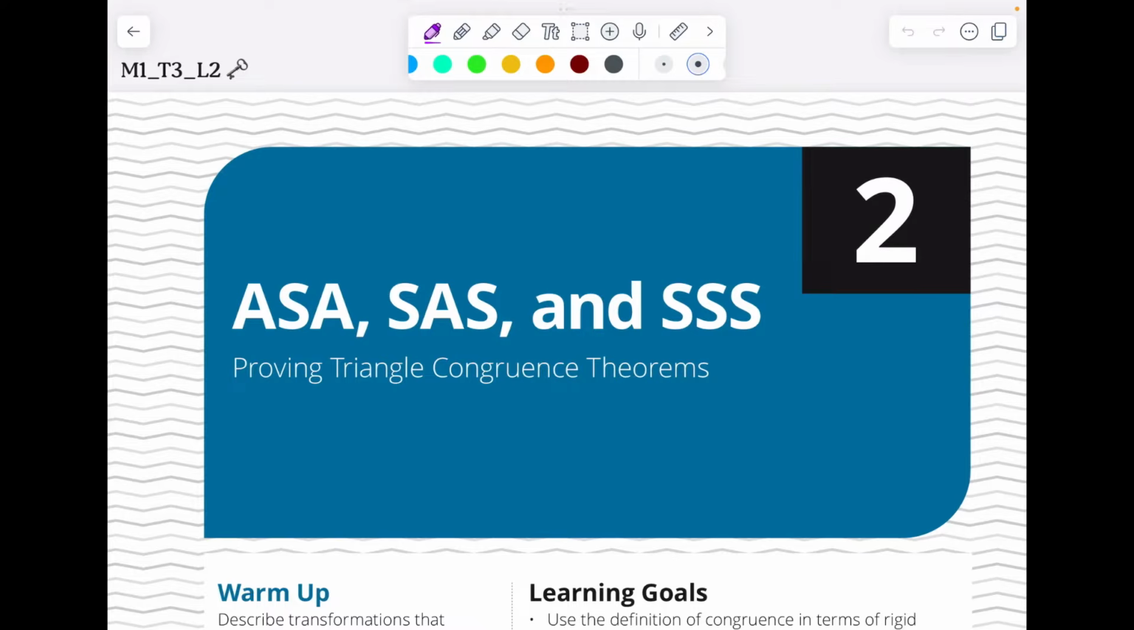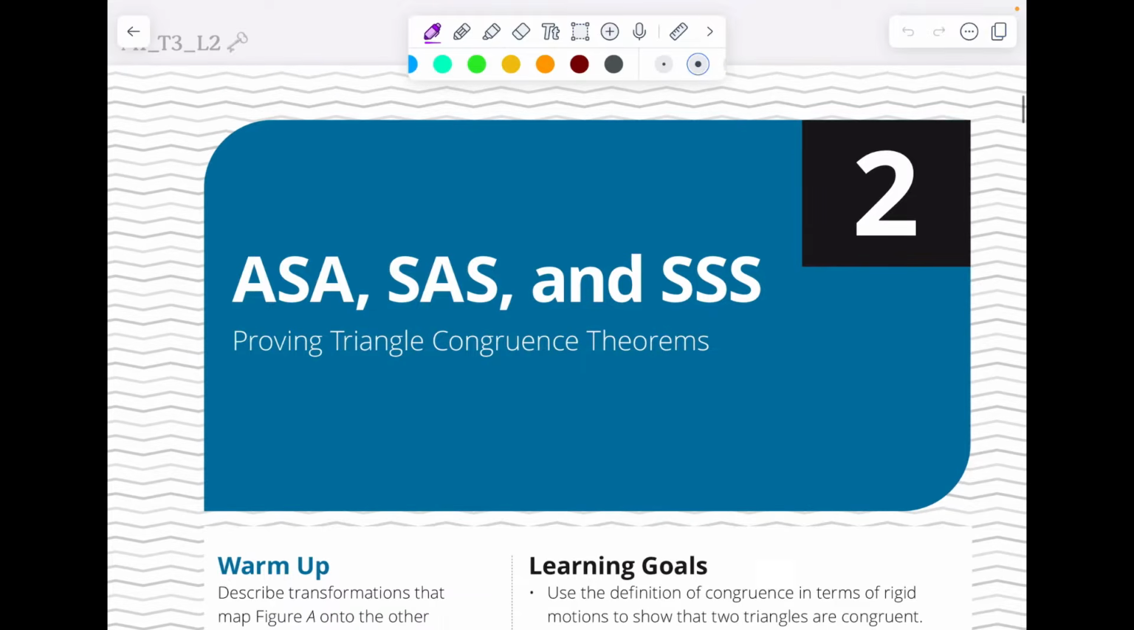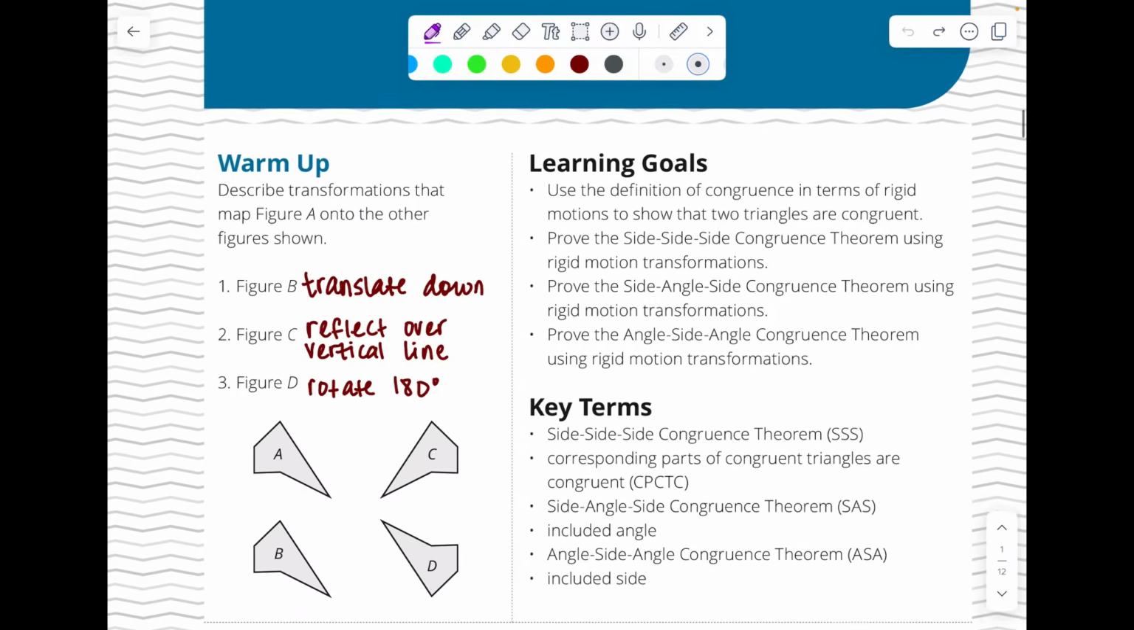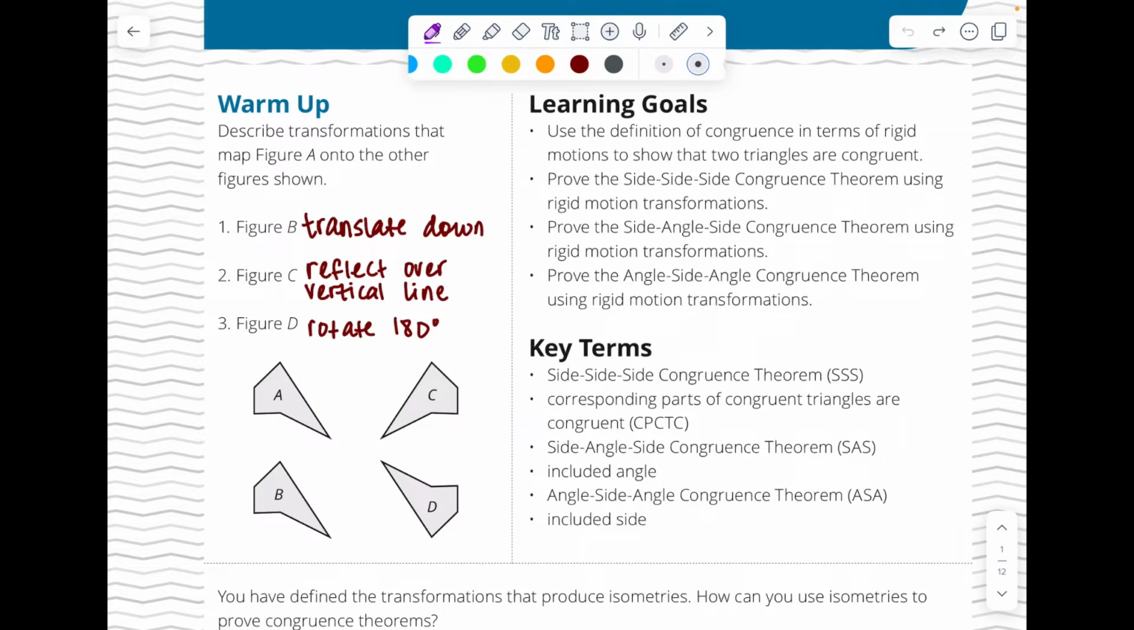All right, we are in Module 1, Topic 3. This is Lesson 2, Proving Triangle Congruence. So we're basically just trying to prove that triangles are the same, or congruent, to each other. All right, so for the warm-up, we're just trying to figure out how to map figure A onto each of the other figures.